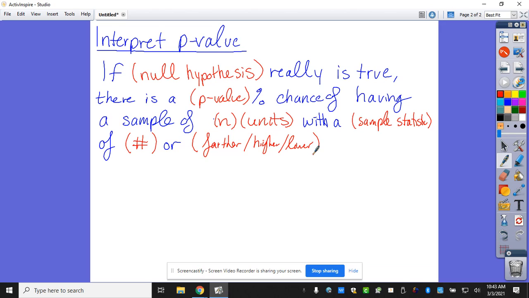Now, that last part, farther slash higher slash lower, if we're doing a less than one, it would be the probability of getting that number or lower. In general, it's probability of that number or farther, but you can write it depending on which direction it is.